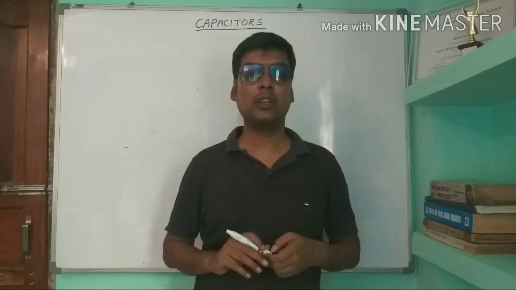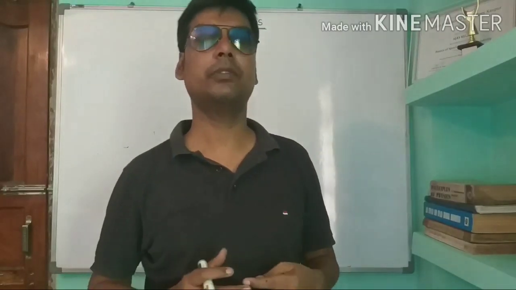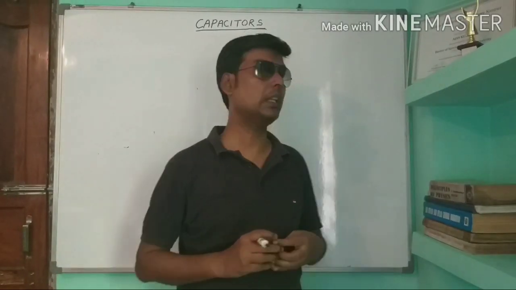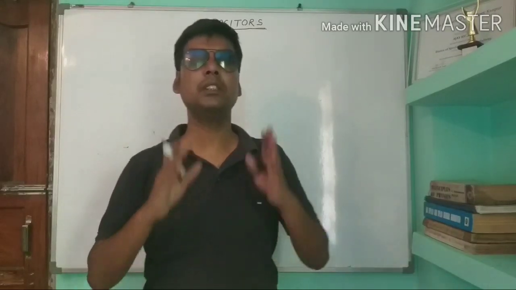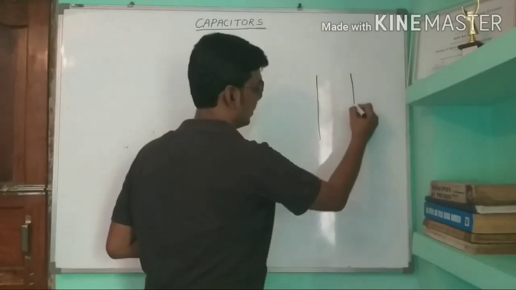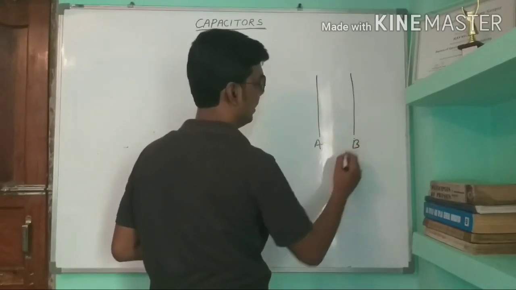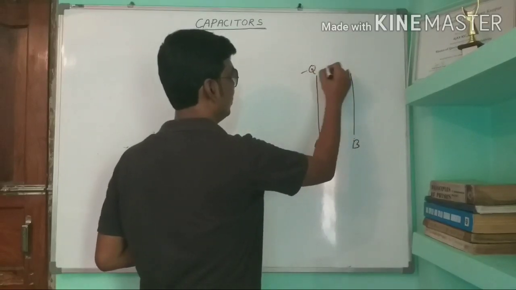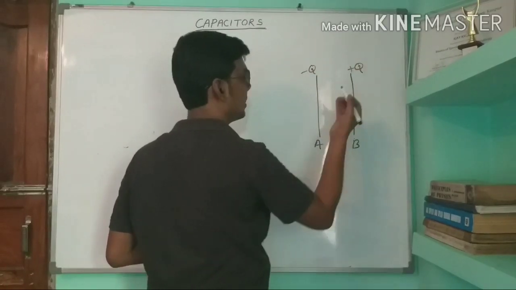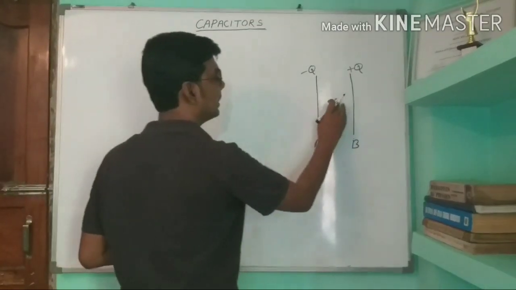Now, a while ago we studied the capacitance of a parallel plate capacitor when there was nothing in between the two plates. There are two plates A and B with plus charge Q and minus charge Q, and in the previous case there was nothing in between.